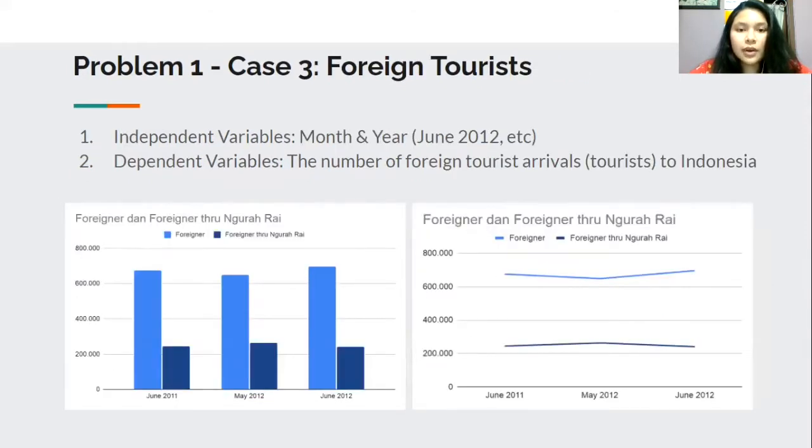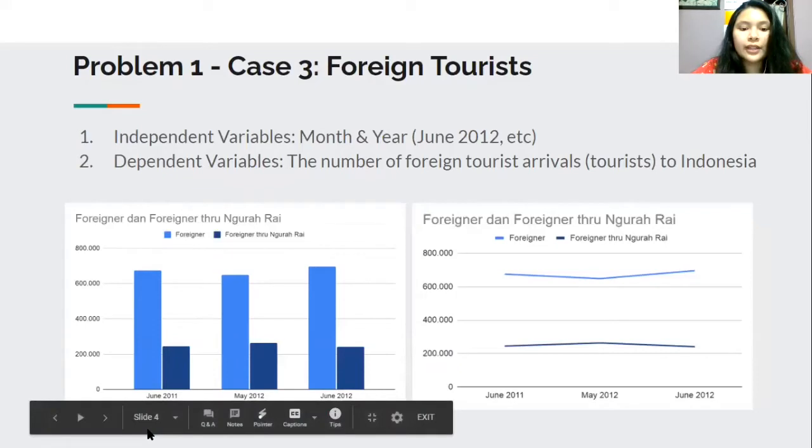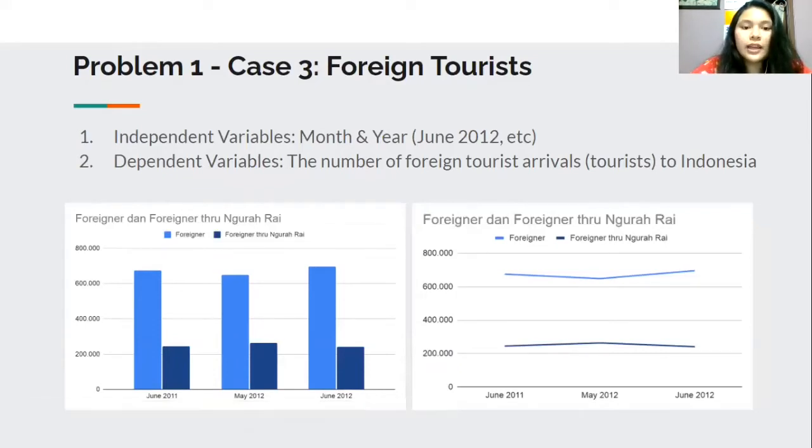The third case is about the foreign tourists in Indonesia in 2011 to 2012. Here we know that the independent variables are the month and the year, and the dependent variable is the number of foreign tourists arriving in Indonesia. Here we have the graph. From the graph, we can see that the number of foreign tourists coming to Indonesia is higher in June. Moreover, there is also a slight increase every year.